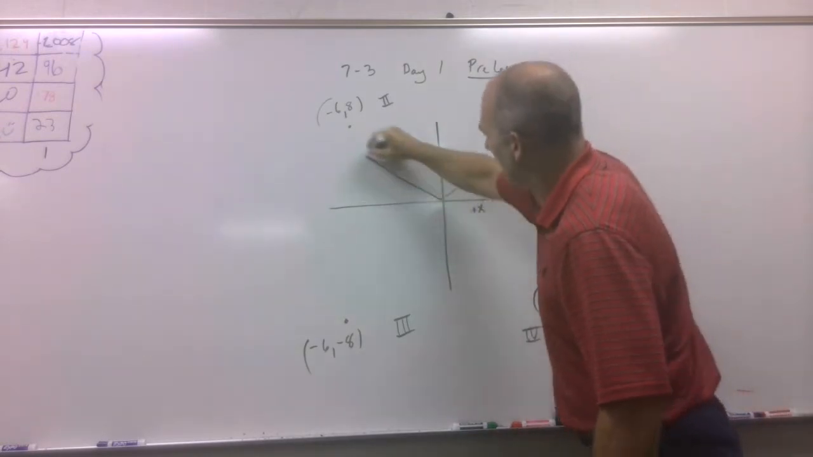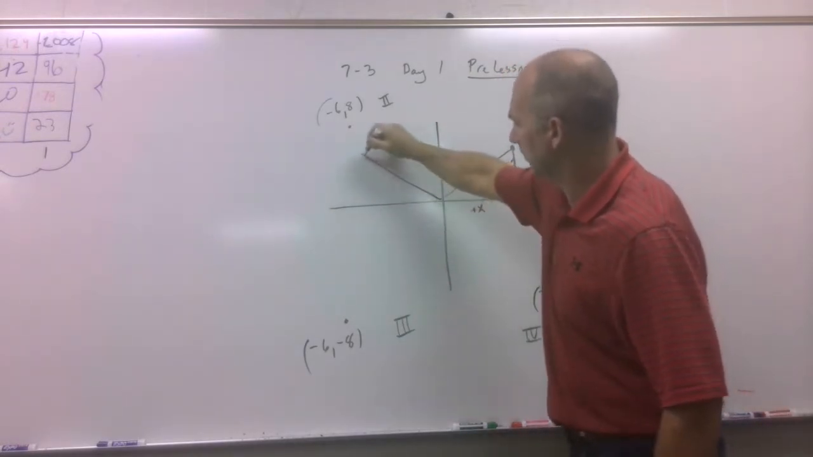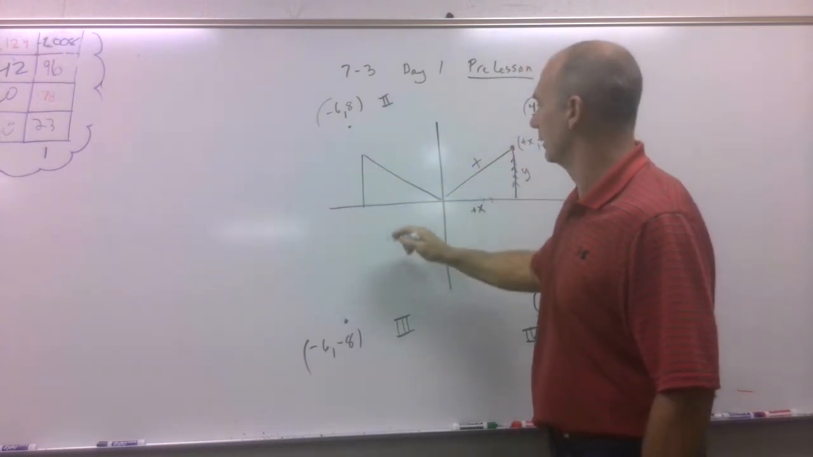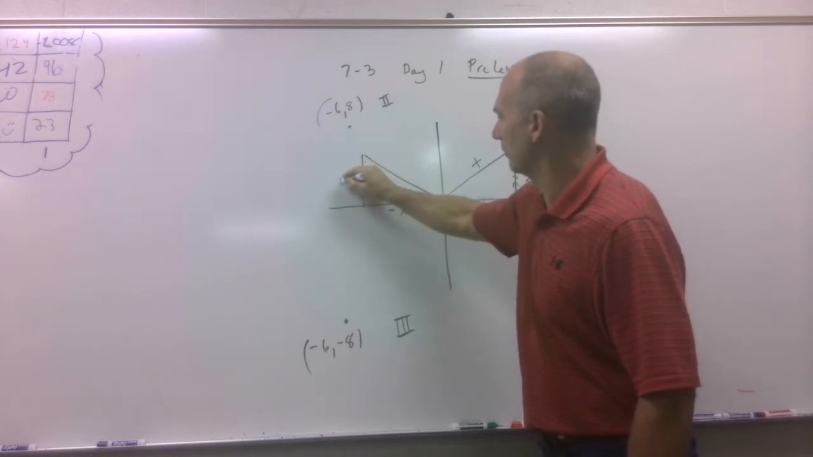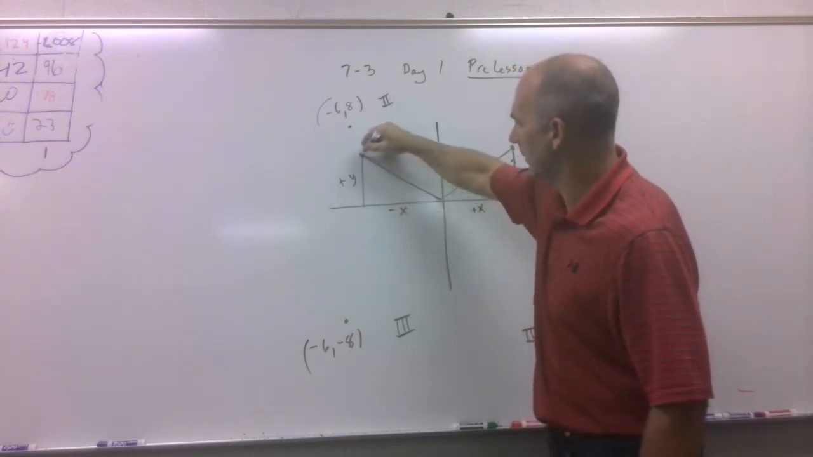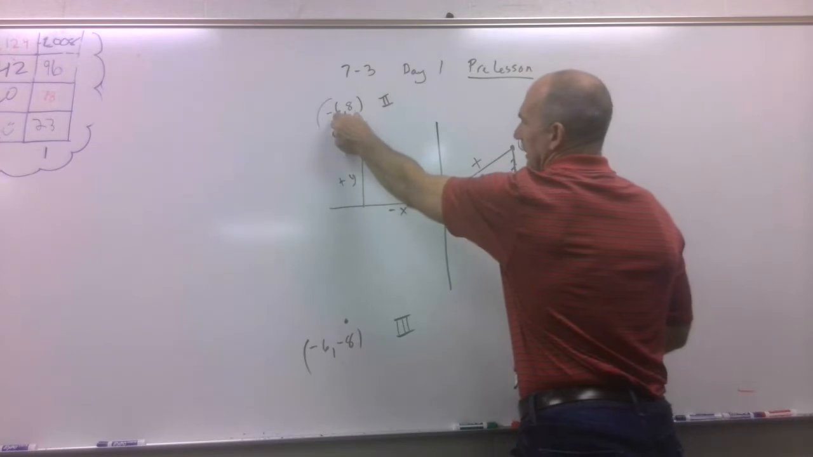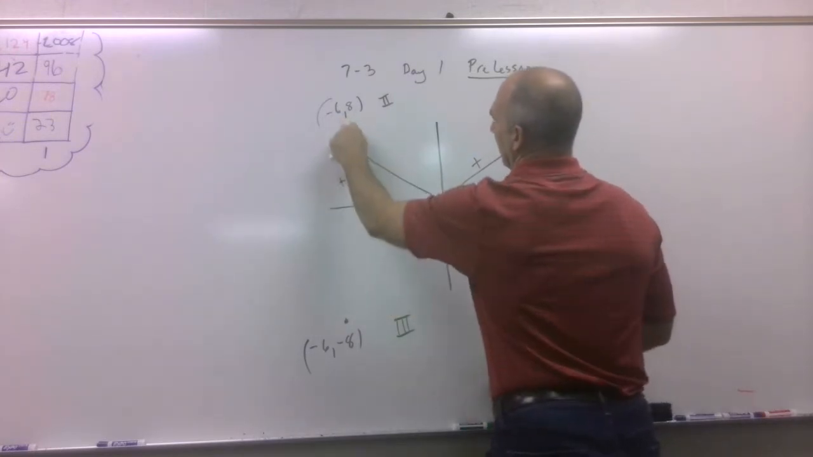What if my spinner ended up over here somewhere? Well, I'd create my triangle by coming to my x. So my x would be negative, left. My y would be positive, up. And that would take me to that spot. Here's a concrete example. -6, 8.